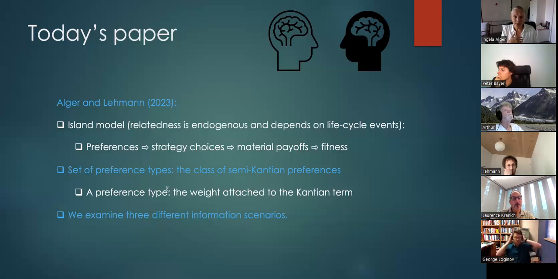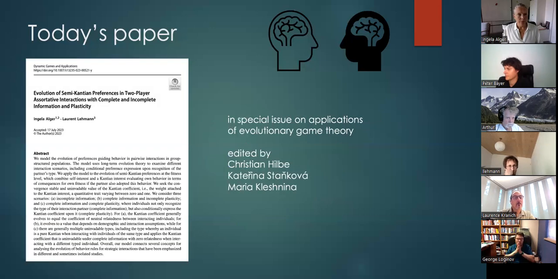And so a preference type here consists of the weight attached to the Kantian term. What is novel here is that we examine 3 different information scenarios, including the incomplete information that we just talked about. And we will also try to push the analysis a step further in a way that I will tell you about. As I said, this was just published in Dynamic Games and Applications in the special issue. Any questions on this background?